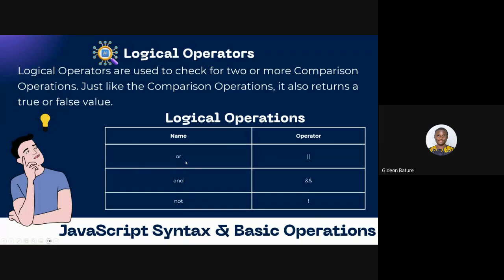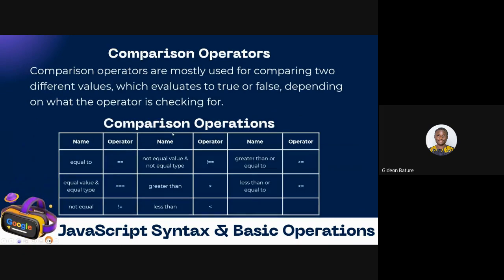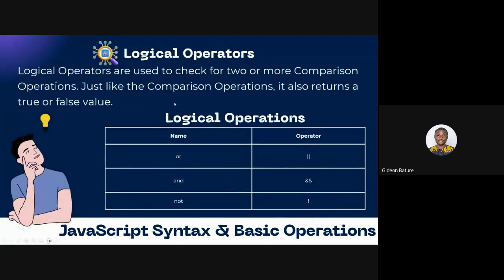Now the next one, logical operators. Logical operators are used to check for two or more comparisons. Remember, we say comparison is used to check for two values. So imagine you now want to check for two different comparisons. That is when you now have logical operations. That's when you are checking for two different kinds of comparison.